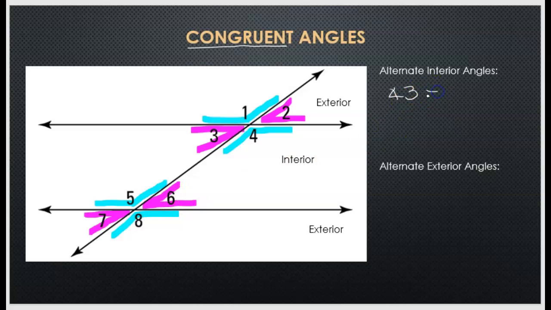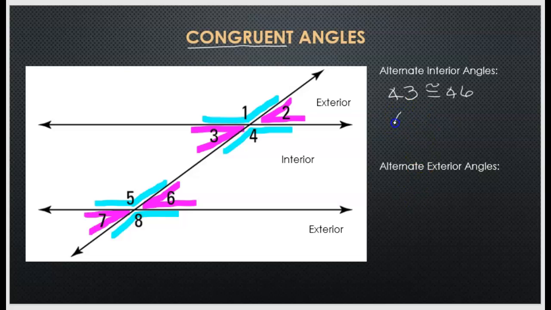So that means angles 3 and 6 are alternate interior angles, and what I want you to remember is that alternate interior angles are always the same angle measure. They're congruent. Okay? See if you can pick out the other pair of alternate interior angles.